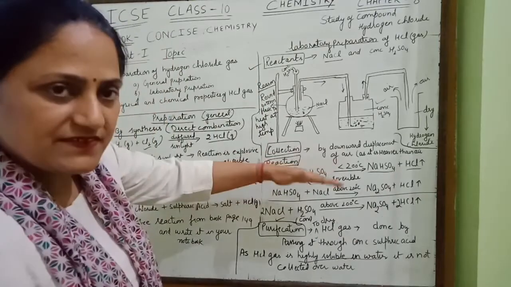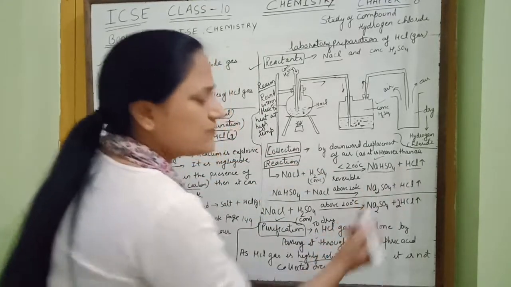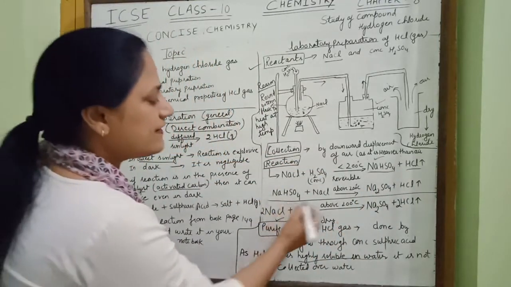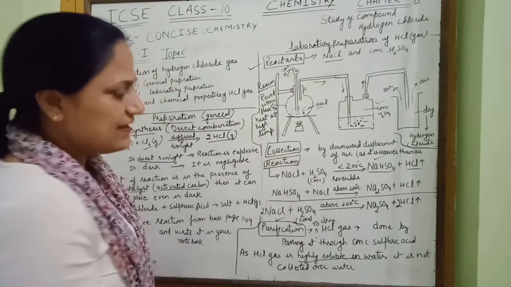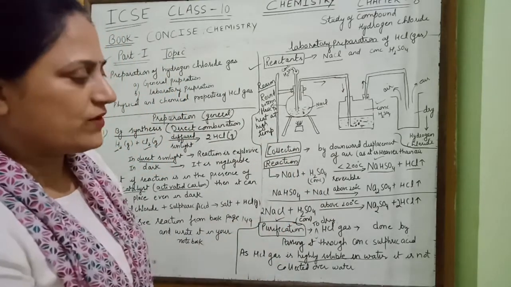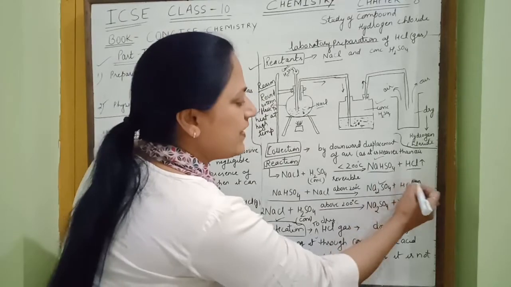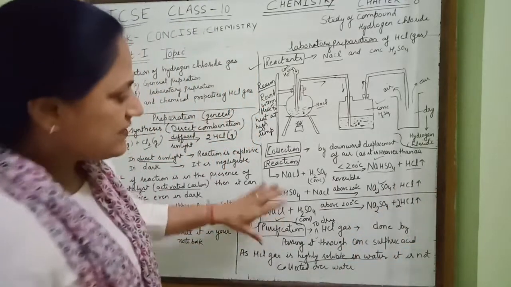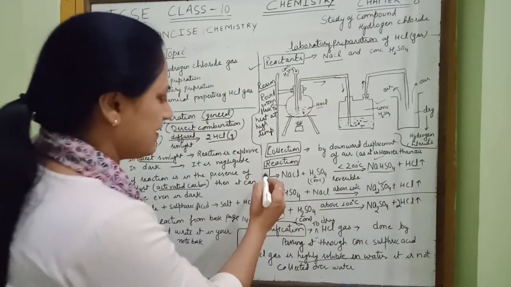This reaction takes place in two steps. This sodium hydrogen sulfate which is formed is again reacted with NaCl at a temperature above 200 degrees Celsius, and we get sodium sulfate and hydrogen chloride gas. So the overall reaction can be written like this.